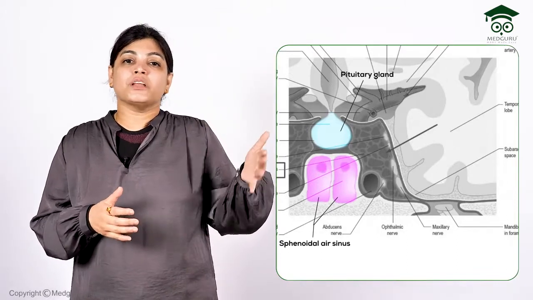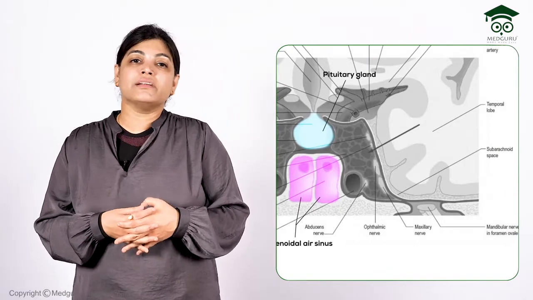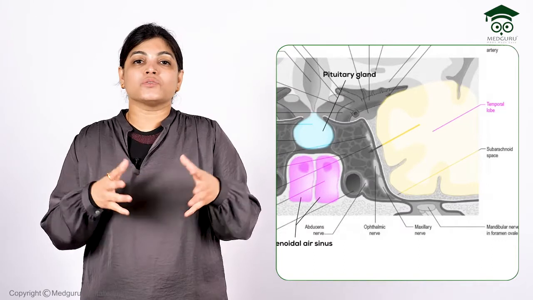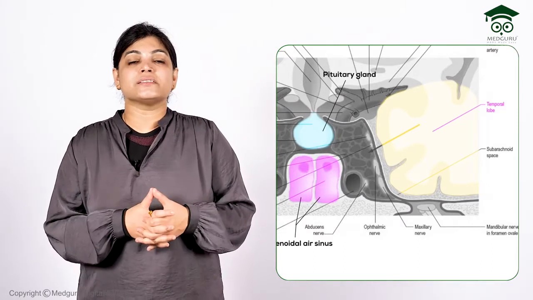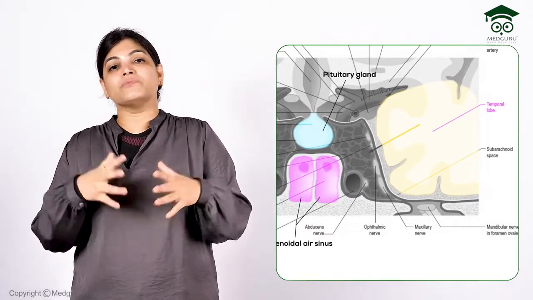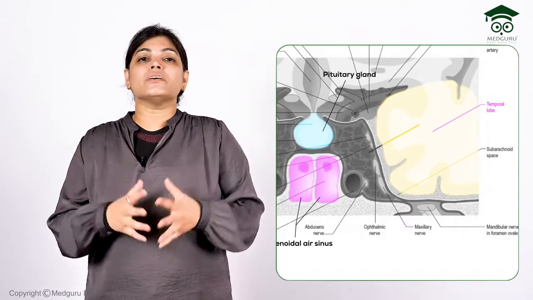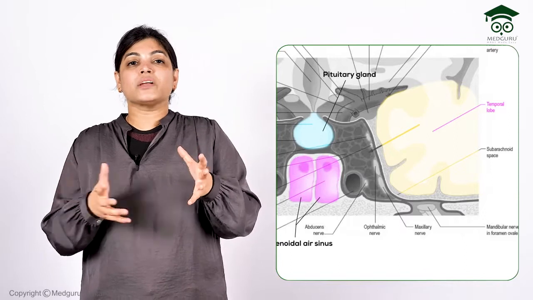Now coming to lateral relation. Laterally it is related to the temporal lobe of the cerebral hemisphere. So what is the lateral relation? That is the temporal lobe of the cerebral hemisphere and also the trigeminal ganglion. So these are all the structures which are related to the cavernous sinus.